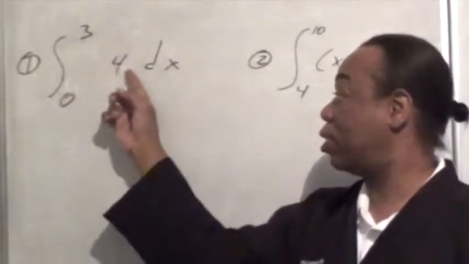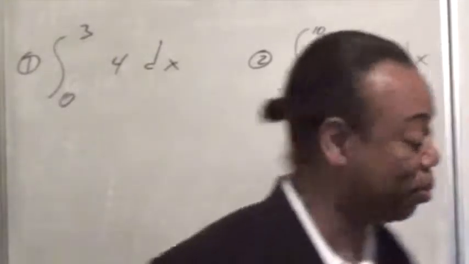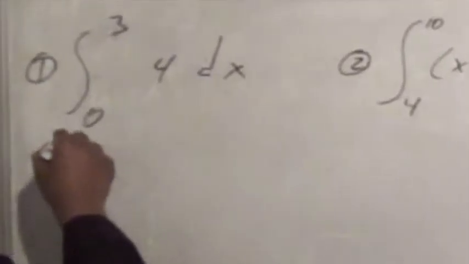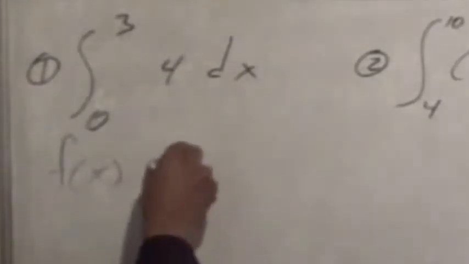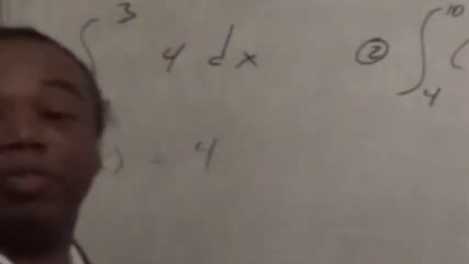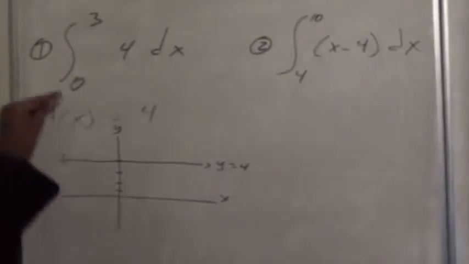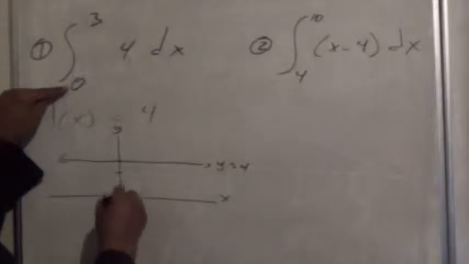Let me separate this first as a function and then graph it. So we have the function f of x equals 4. That is a horizontal line. One, two, three, four. Okay, the horizontal line goes here. Now, we want the area between x is 0, right here, and x is 3.